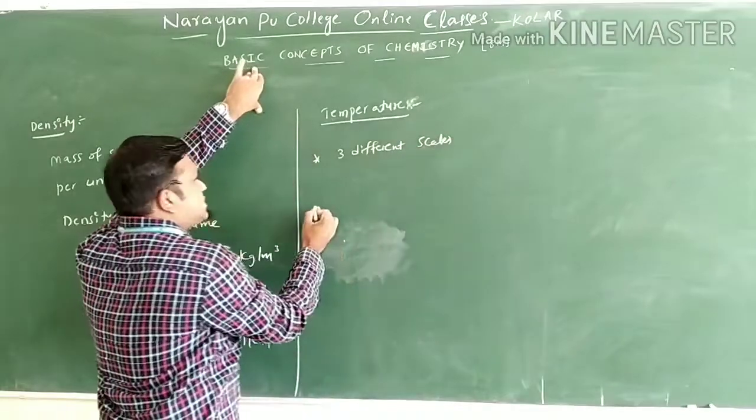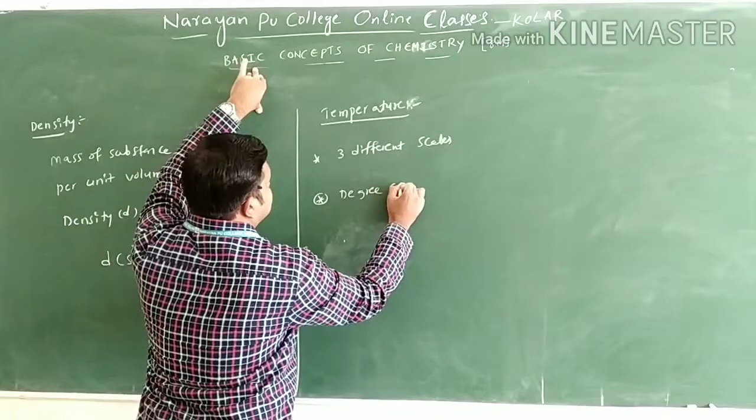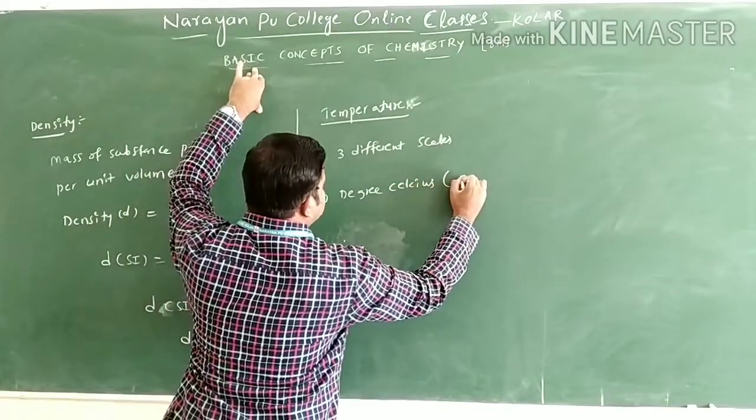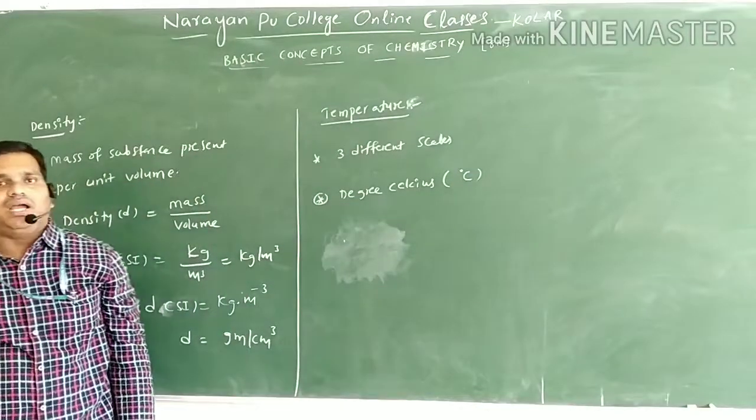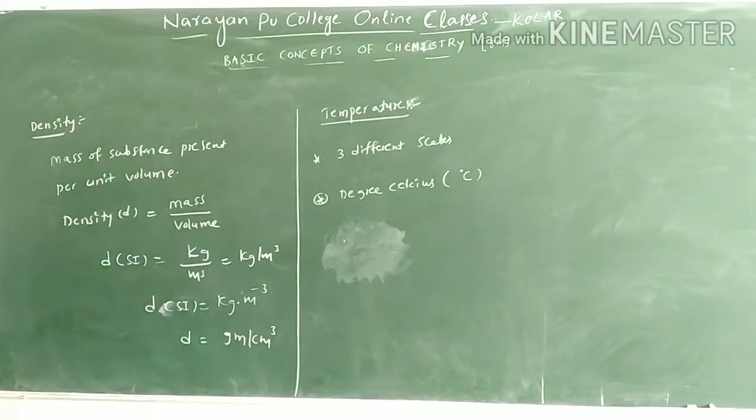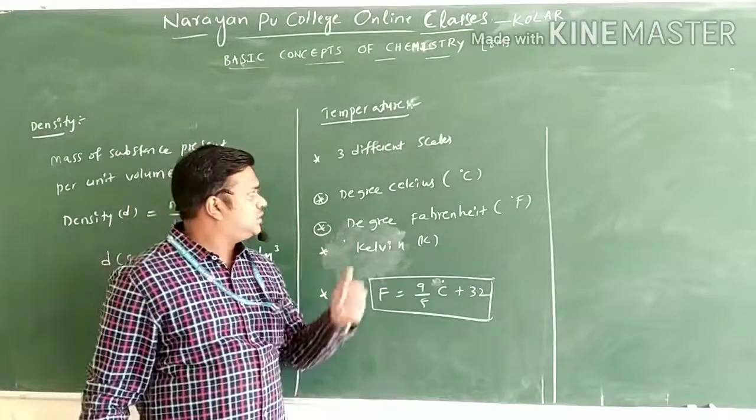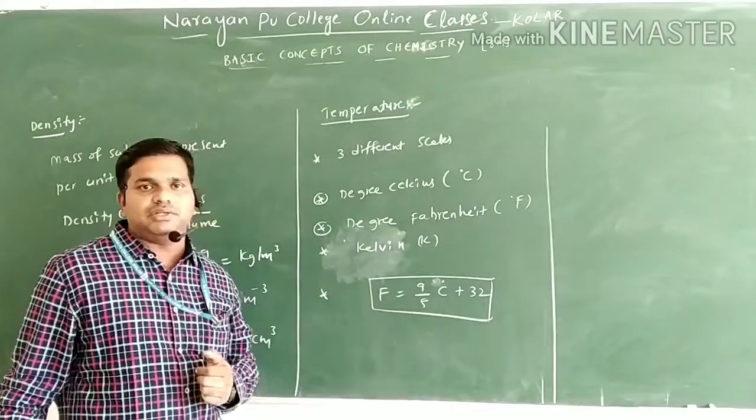Temperature can be measured in 3 different scales. The first one is degree Celsius. The next one is the Fahrenheit scale. And one more we have is Kelvin.